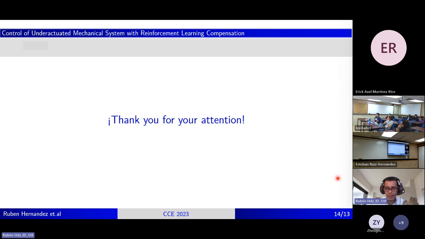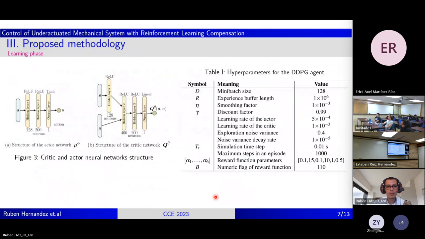The adaptive neural network compensation in the previous work uses adaptive laws to update the weight matrix, and these adaptive laws are obtained by Lyapunov stability. In our case, no. We just select by trial and error the hyperparameters of the reinforcement learning agent. So maybe the stability of this approach in the sense of Lyapunov is an open problem. It's possible to make some analysis of the Lyapunov stability.